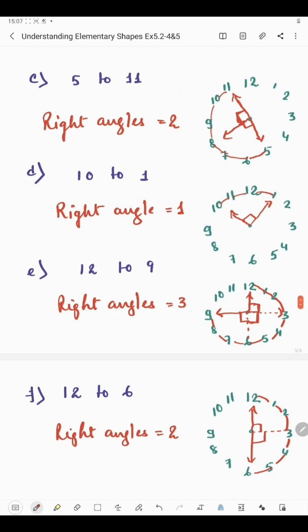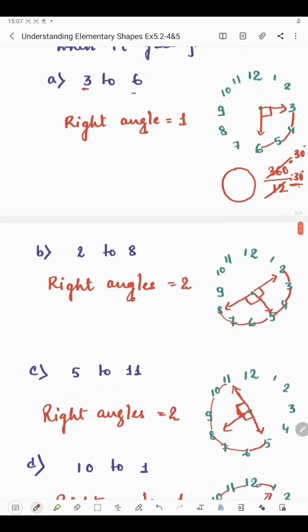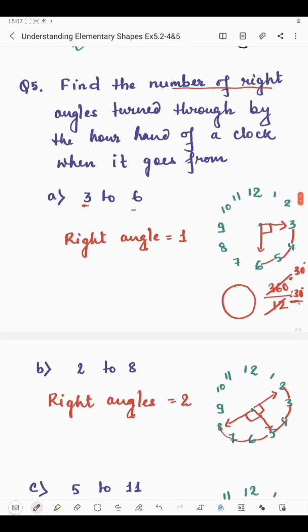So this way we will count the number of right angles in a clock. So this was all about question number 5.